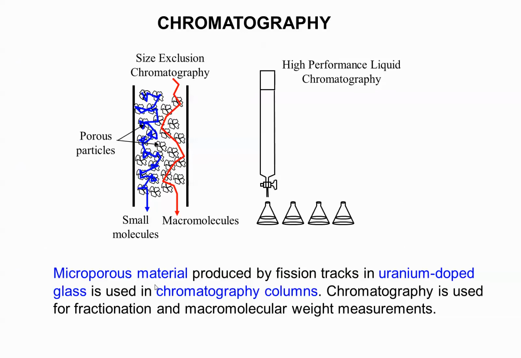Chromatography. Chromatography columns use microporous material, which is produced by fission tracks in uranium-doped glass. Chromatography is used for fractionation and so on. For example, long molecular weight polymers diffuse down the column very fast, while short ones take a longer time. So this method of fractionation allows us to determine the molecular weight distribution of these polymers.